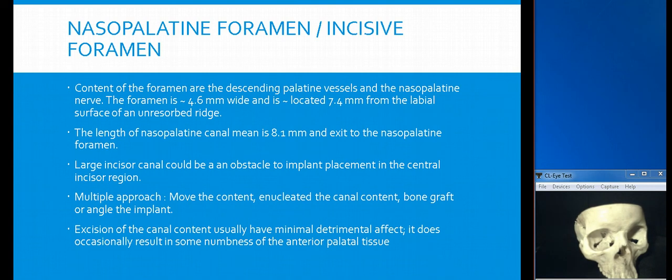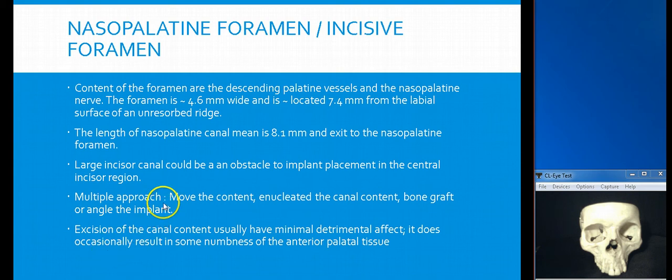What I usually do is open that canal up, enucleate out the nerve and the artery, pack it with bone, and place my implant. So again, if you don't feel comfortable, don't do it. But in advanced stages, being a surgeon, we have the comfort level to be able to enucleate the nerve out, pack it with bone, and put the implant in.